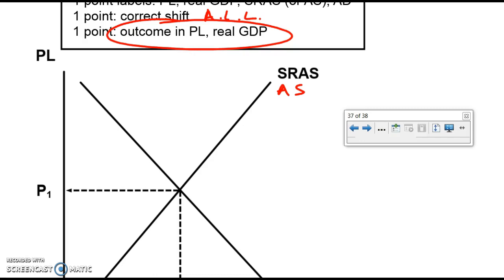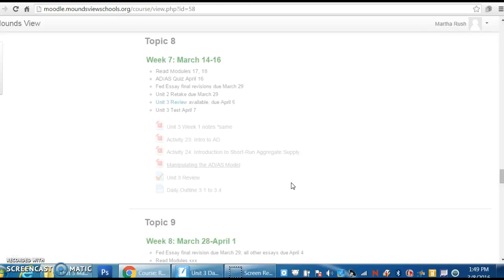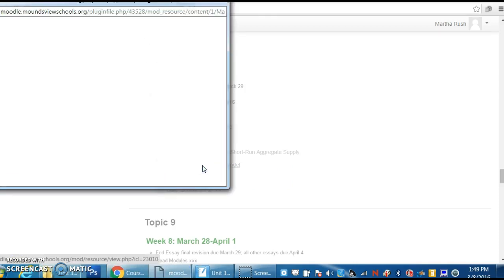And as I said, we will go over these problems that are on the Moodle site in detail before you take the quiz on Wednesday. And that concludes the notes on aggregate supply. So you have time in class to work on the actual problems. And just to make sure that you can see that, the problems you're going to do are called Manipulating the ADAS Model. It's this sheet.